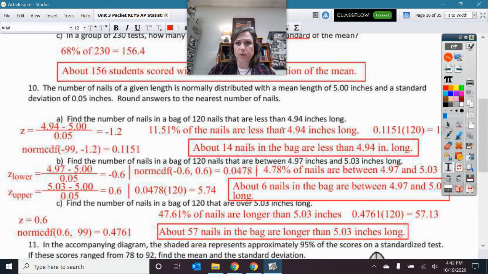For this case, it was below, or less than 4.94 inches long. So that was 11.51%. Then I multiplied it by 120 to see that that's about 14 nails.